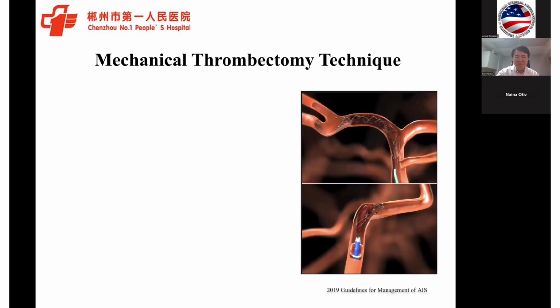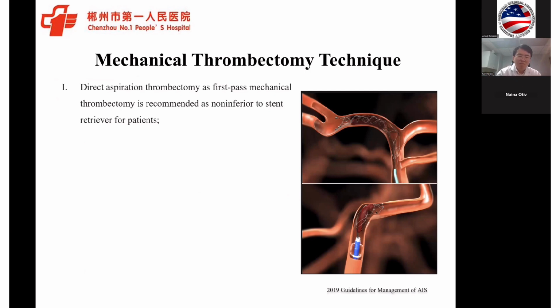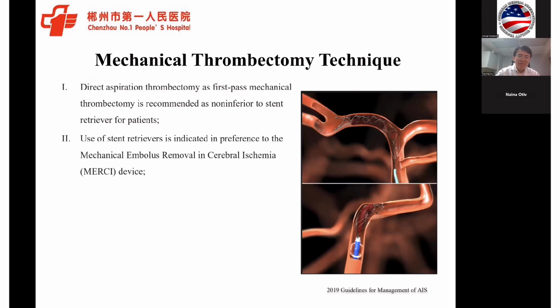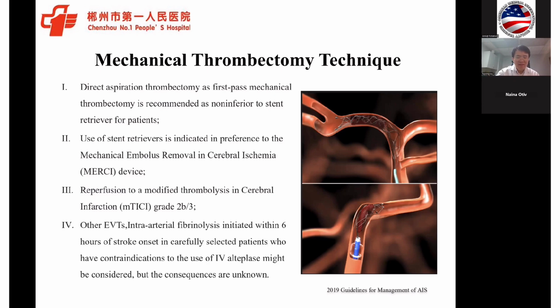How about the mechanical thrombectomy technique? Direct aspiration thrombectomy as first pass or stent retriever thrombectomy is recommended, and the MERCI device is not recommended. We need a reperfusion to a modified thrombolysis in cerebral infarction grade 2b to 3. And there are also other adjuncts.